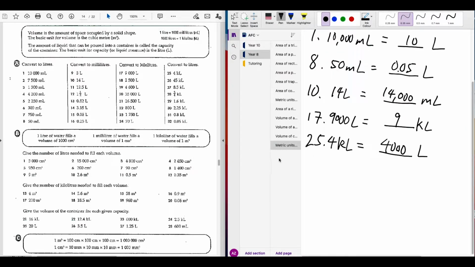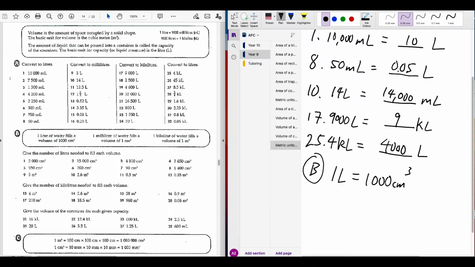Let's look at section B. Section B is going to be a little bit more challenging, but don't worry, I'll be here to help you out. It says 1 liter of water fills a volume of 1,000 centimeters cubed. So what it's doing is expressing a relationship between capacity and volume. So 1 liter is equal to 1,000 cubic centimeters.